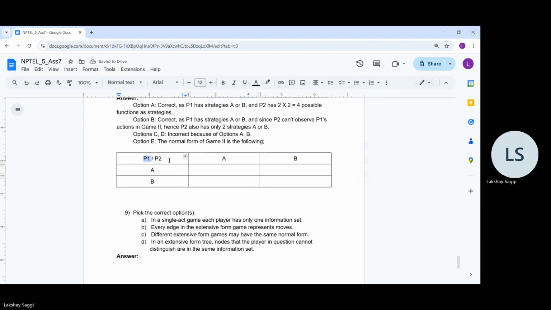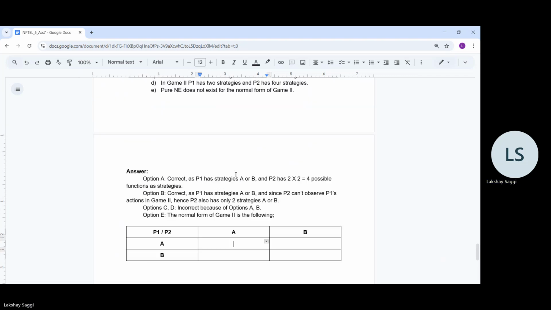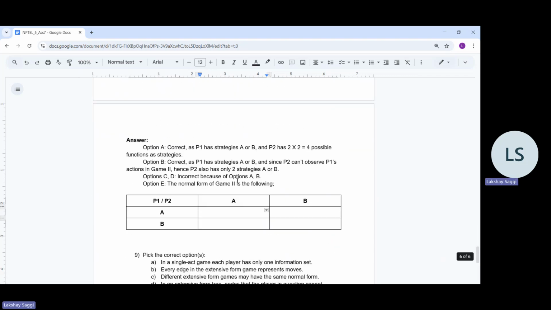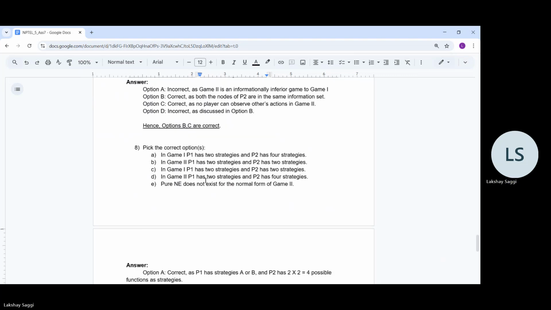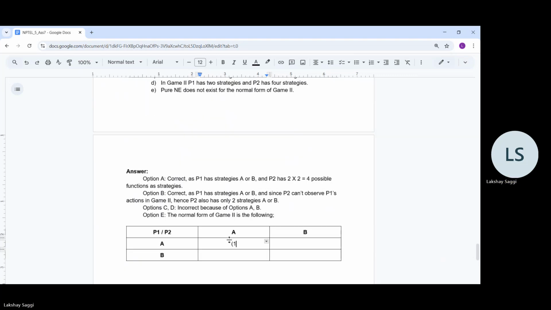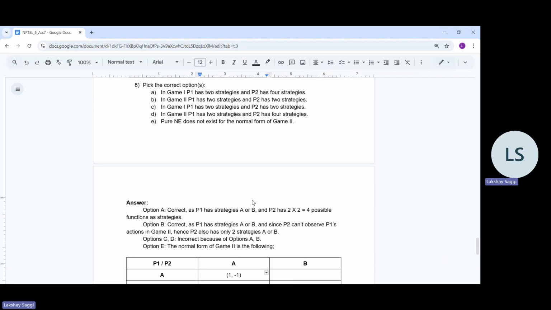These strategy profiles are in bold. And now let's look at the payoffs of the players. If both players played A, then A comma A led to the payoffs 1 comma minus 1. And note that every player is trying to maximize his or her payoffs. If player 1 played A but player 2 played B, the payoff was minus 1 comma 1.